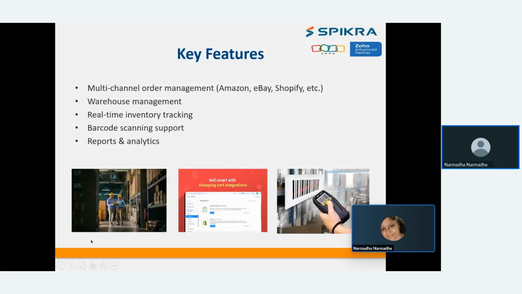What are the key features of Zoho Inventory? It has multi-channel order management. We can integrate with Amazon, eBay, Shopify. We can integrate with WhatsApp. We can integrate with logistics like Shiprocket. We can maintain warehouse management. Real-time inventory tracking is possible: what are the committed stocks, what is the available stock, what is stock in hand, likewise we can track. Barcode scanning is also supported in Zoho Inventory. 40-plus reports are available in Zoho Inventory.